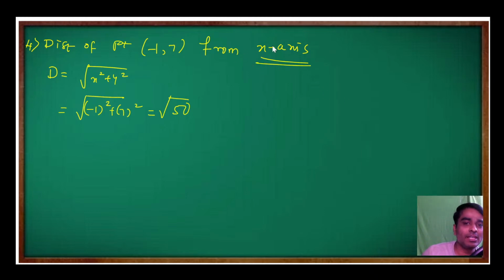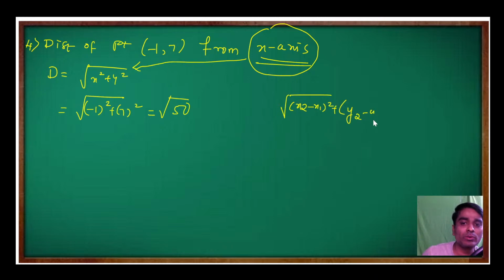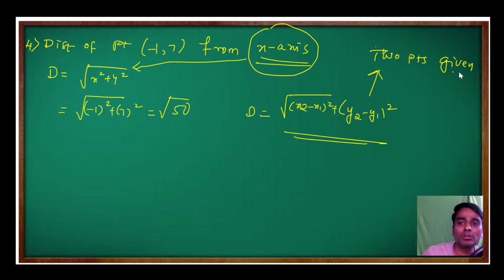X-axis, y-axis, if they give anything like this, then straight away use this formula. Don't use the other one. What is that? x2 minus x1 the whole square plus y2 minus y1 the whole square. This distance formula you will use when 2 points are given. If 2 points are given, then you will use this. If 1 point is given, and they say x-axis, y-axis and all, then use this short formula, which is root of x square plus y square.